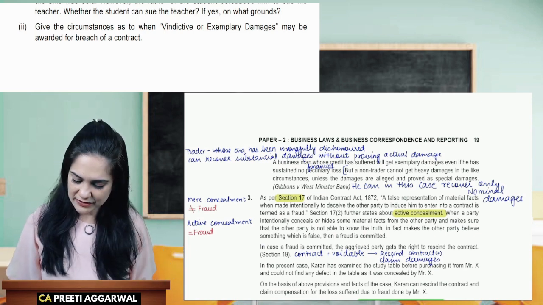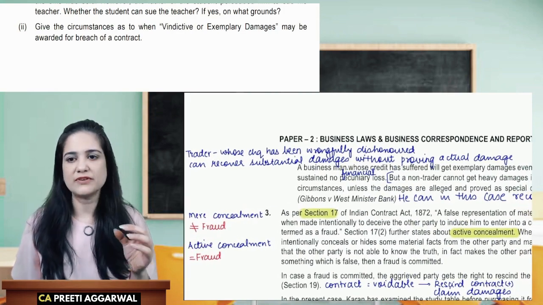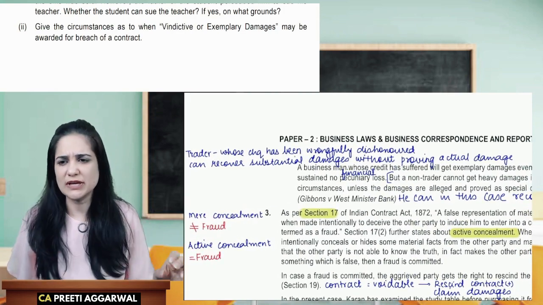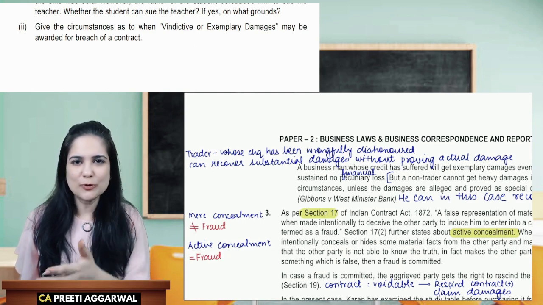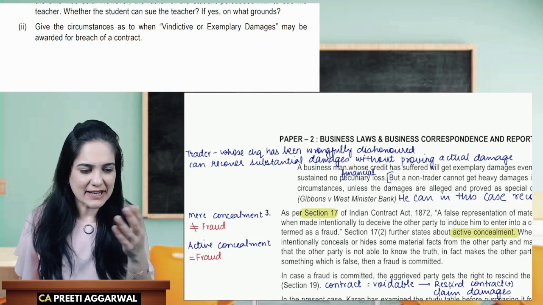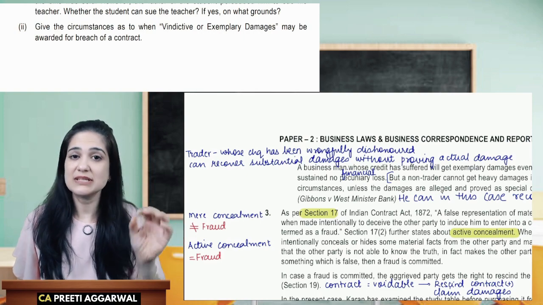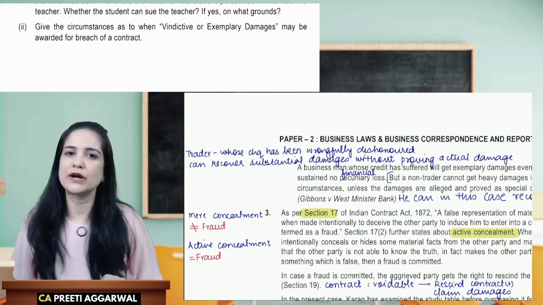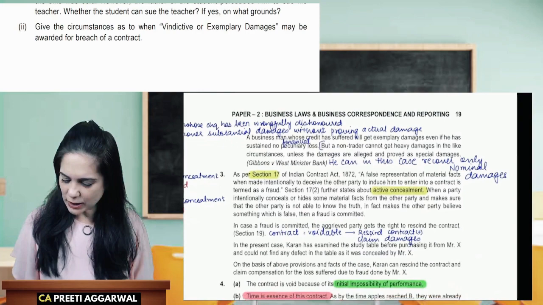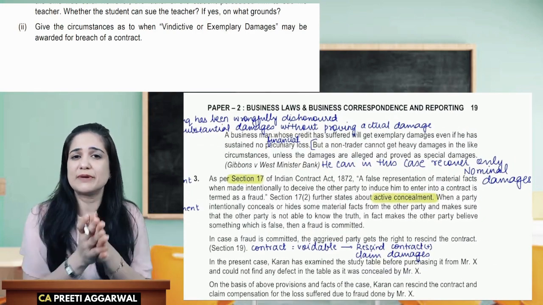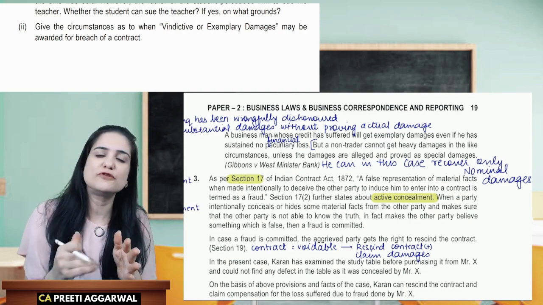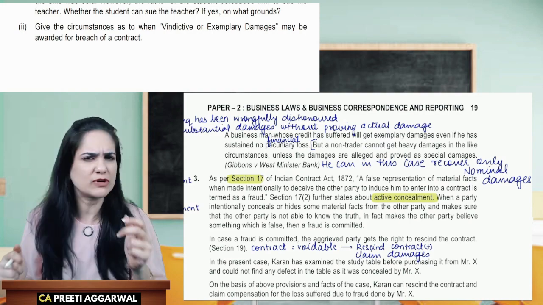So in this case where the check is wrongfully dishonored, you can recover damages which are substantially higher than the actual damage, and you need not even prove that there was some actual damage. This is in case of a trader, but in case of a non-trader, like you are a regular person, not a businessman, then you can recover exemplary or vindictive damages only if you file a case as special damage. Now what is the meaning of special damage?